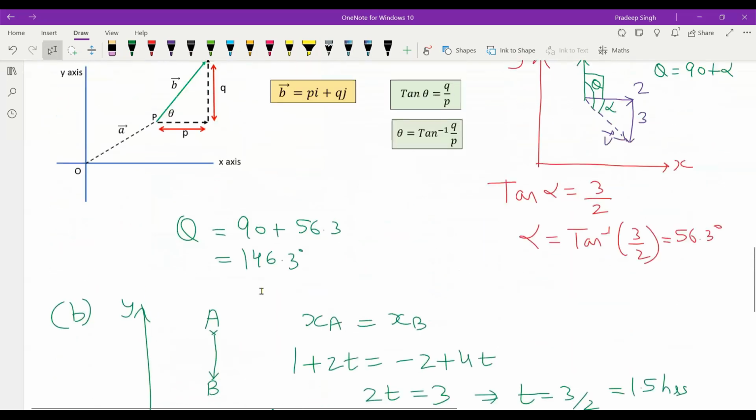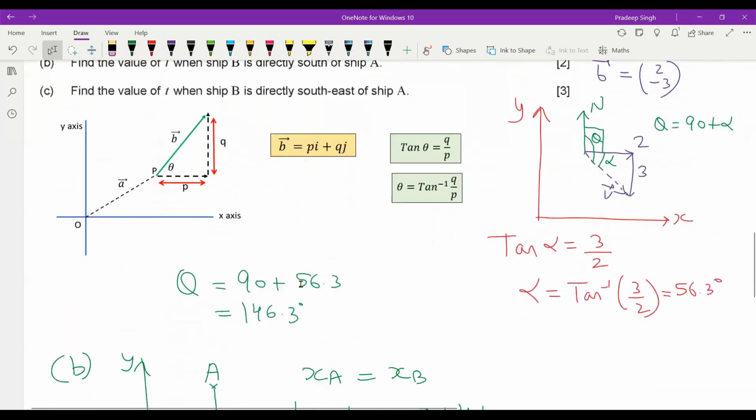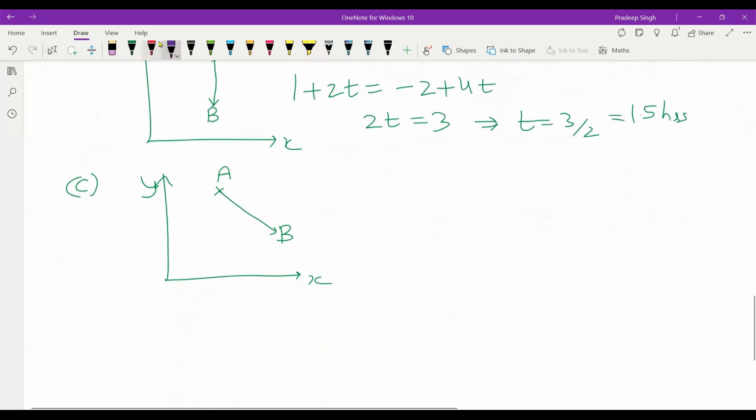Now, the keyword to note in part C is directly southeast, which means the angle in this particular case will be 45 degrees. Which angle am I talking about? This particular angle is 45 degrees. This is what we mean by directly southeast. And whenever the angle is 45 degrees, we know the x and y components are equal. Tan 45 is 1, and that's why we can write AC will be equal to BC. AC is the x component of AB, and BC is the y component of AB.